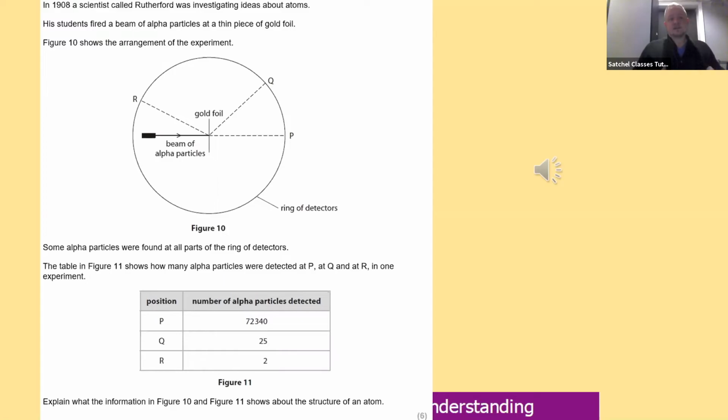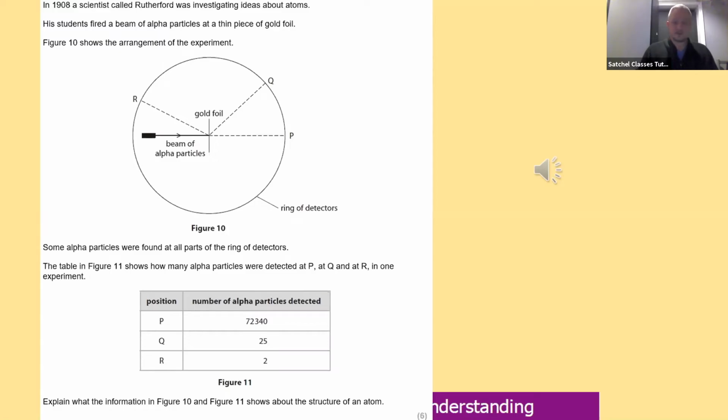Well, this is a 6-mark question that came up on my exam board's papers a couple of years ago, and it's a good way of looking at the information that's been given here. It's talking about Rutherford's scattering experiment. The student fires a beam of alpha particles at a thin piece of gold foil. Figure 10 shows the arrangement of the experiment.